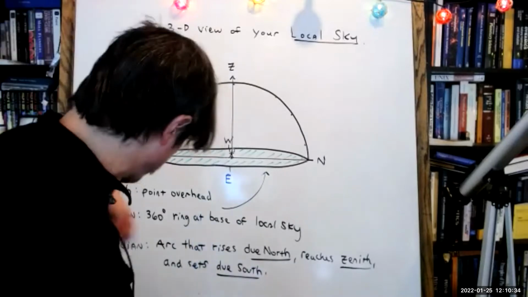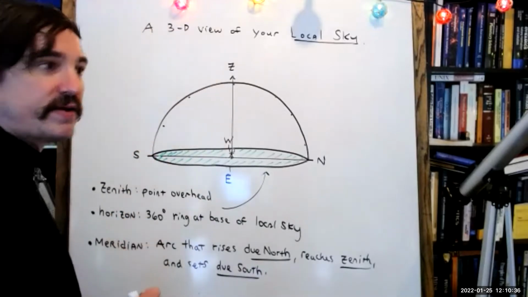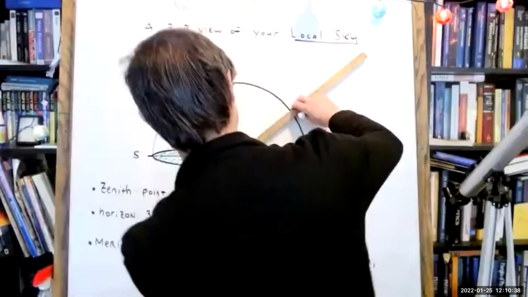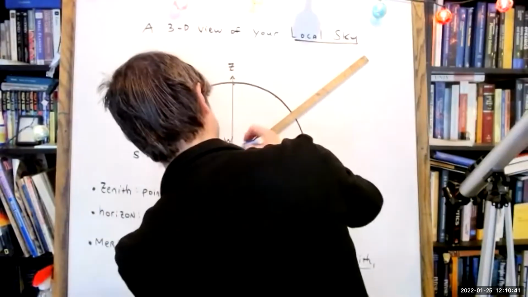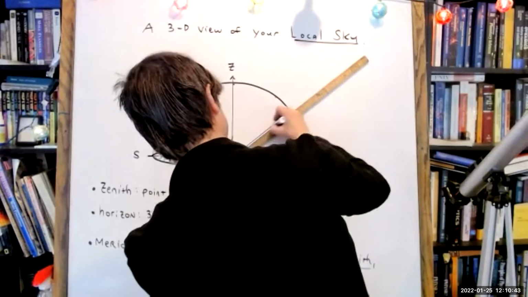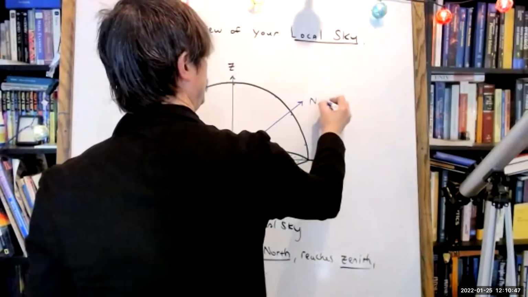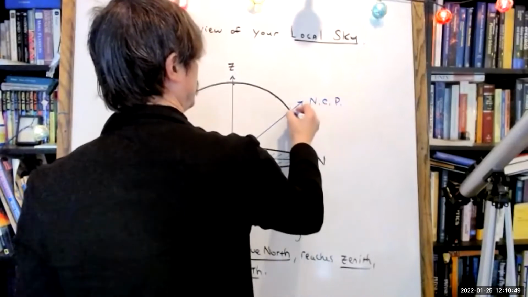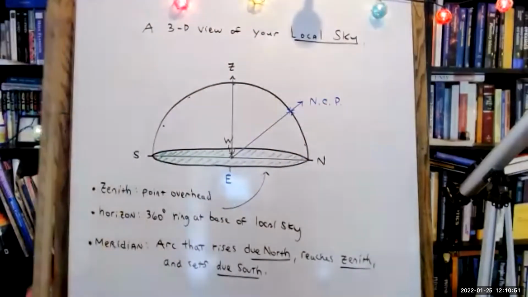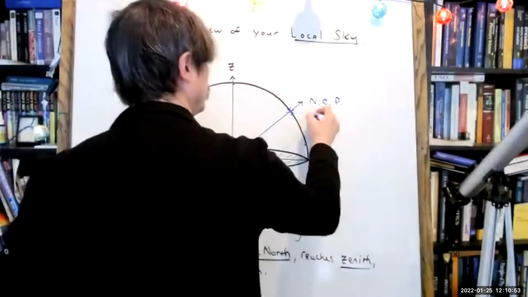So where's my blue marker here? I like to put Polaris in blue. Make a line that goes from the foot of your observer and pierces the northern sky roughly halfway up, okay? And you can label this NCP. And let's put Polaris actually on the dome of the sky, okay?